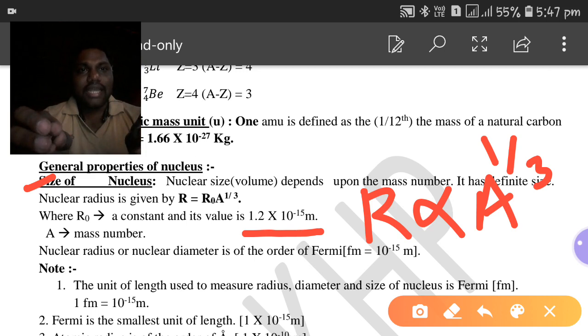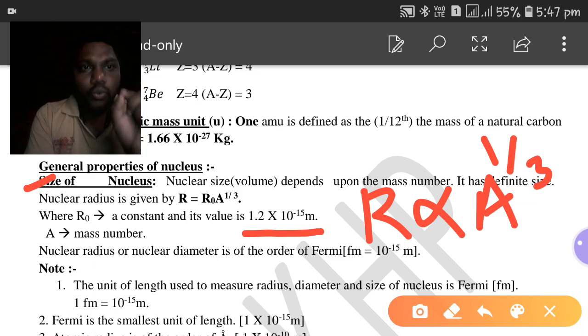From this explanation, it is clear that the size or volume of the nucleus clearly depends upon the atomic mass number. As atomic mass number increases, the size or volume of the nucleus also increases. And the nuclear radius is given by the formula R is equal to R naught into A to the power 1 by 3, where R naught is known as the Fermi constant, and its value is 1.2 into 10 to the power minus 15 meter. I think this much is clear.